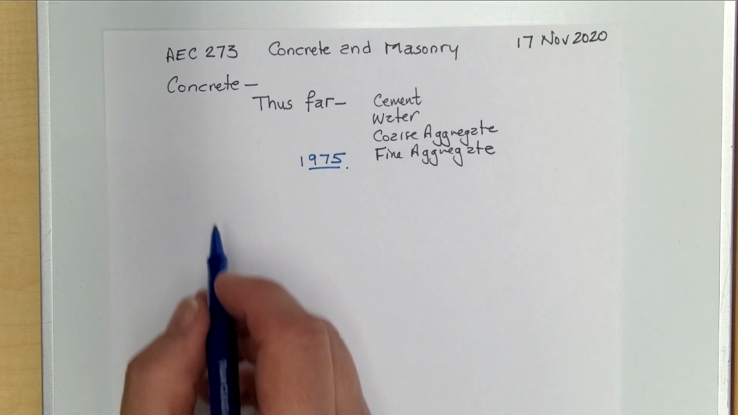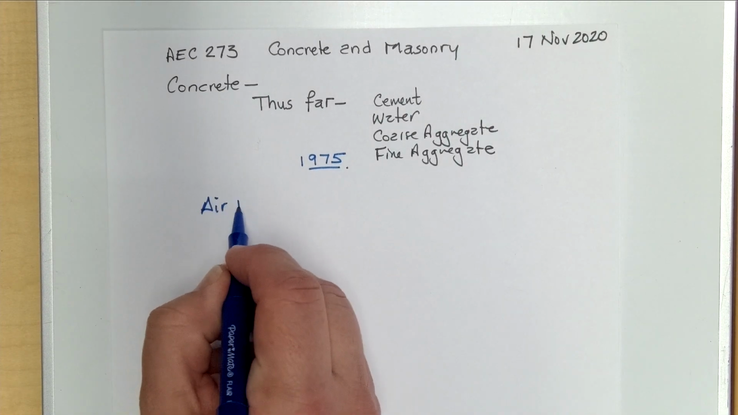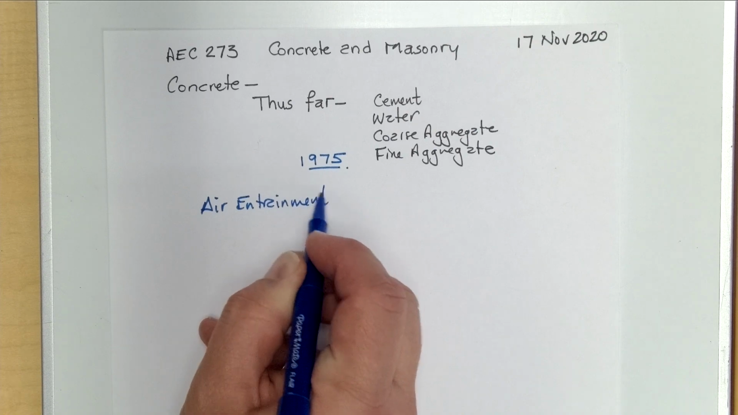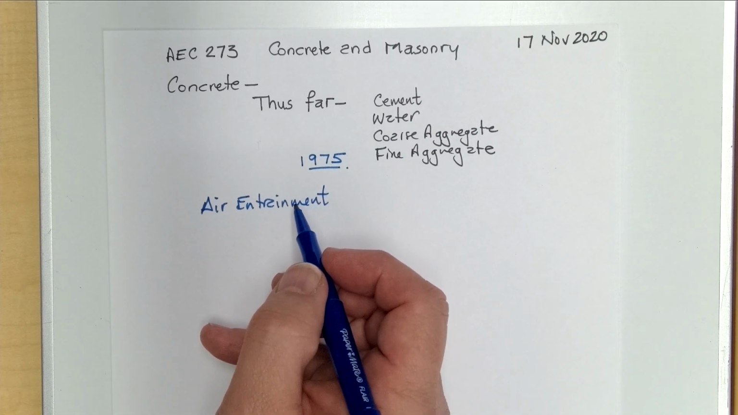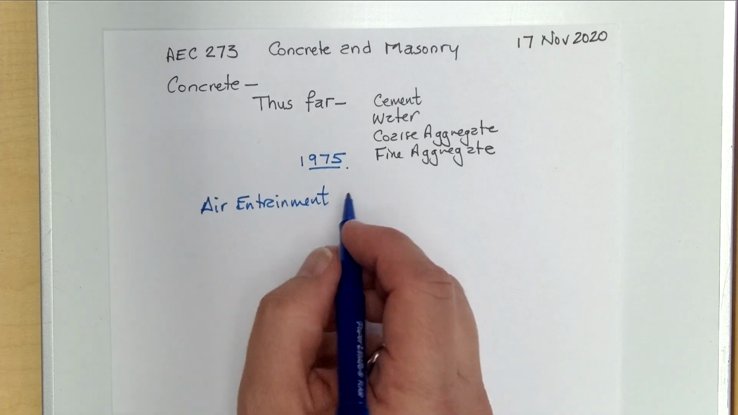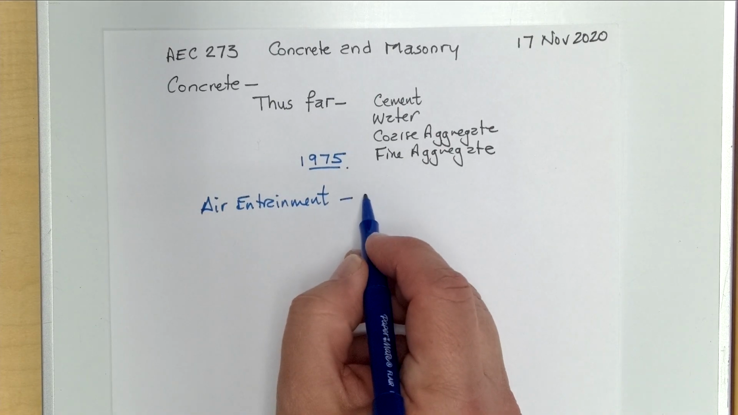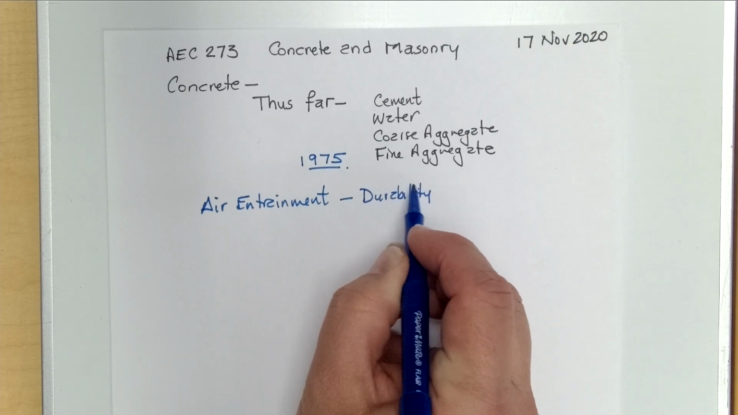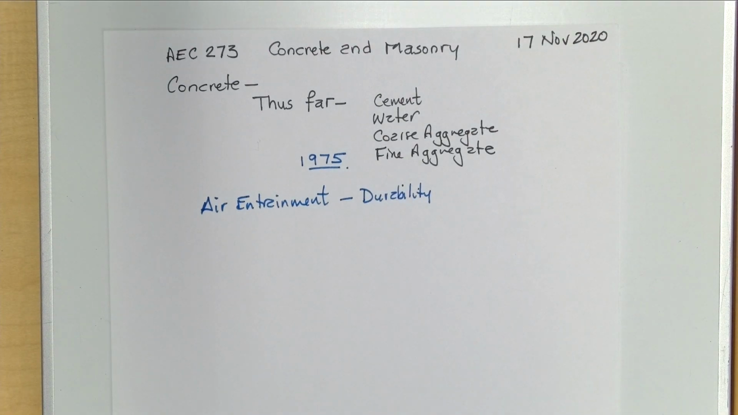A little bit of things we have to catch up on to get to 1975. One of them is air entrainment. Well, we talked about putting air in concrete, right? What do we put air in concrete for? Well, by the end of the day, you will know. We put it in for durability. And it developed in the 30s.